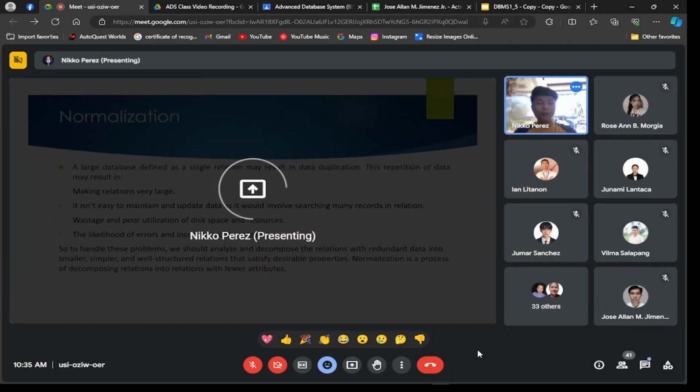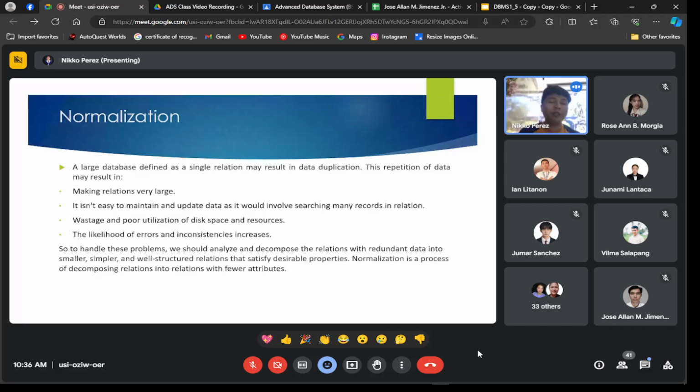Okay. So what is normalization? We have to define first what normalization is. In a large database, a single relation may result in data duplication. This is a large database, so this is no longer one record or one table, but we will be expecting multiple tables generated for our reference. This repetition of data may result in making relations very large, of course. It isn't easy to maintain and update data as it would involve searching many records in the relation, wastage, and poor utilization of space and resources.